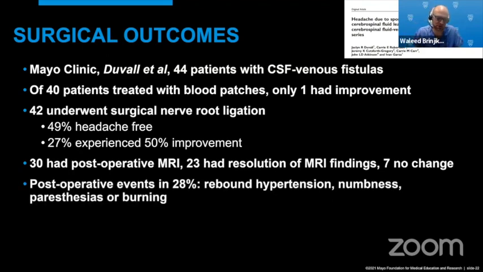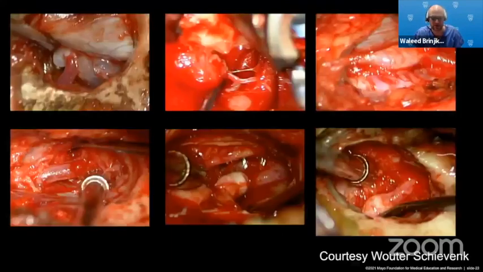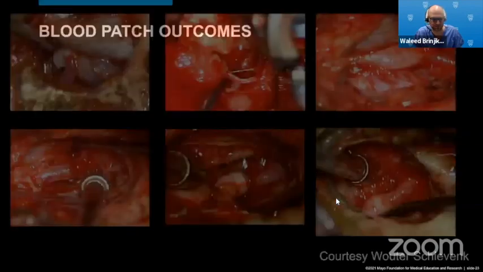With surgery, patients can get numbness, paresthesias, or burning in the dermatome of the nerve root that was taken. Surgery requires longer recovery times. Rebound hypertension is a thing, but that comes with endovascular treatment as well. These are cases that Dr. Scheivink from Cedars-Sinai showed me of CSF venous fistulas that he found intraoperatively.